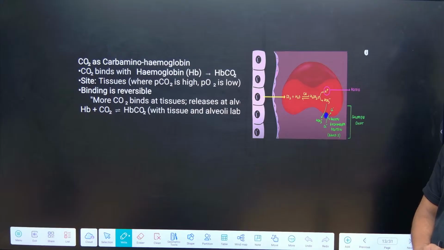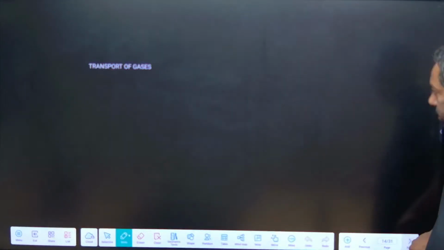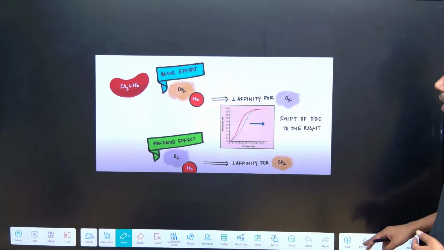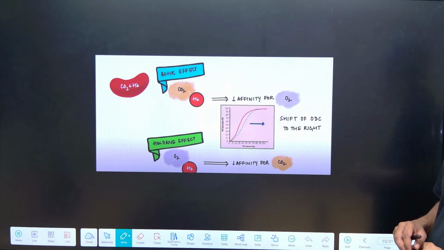In the tissues, where CO2 is at high partial pressure and O2 is at low partial pressure, that leads to the binding of CO2 to hemoglobin, in the tissues itself. CO2 binds at the tissue and is released at the alveolus. We will explain the shift where the release of oxygen shifts towards the right, and the catching of oxygen shifts towards the left, when we discuss the transport of oxygen.